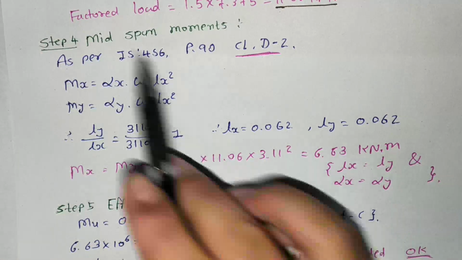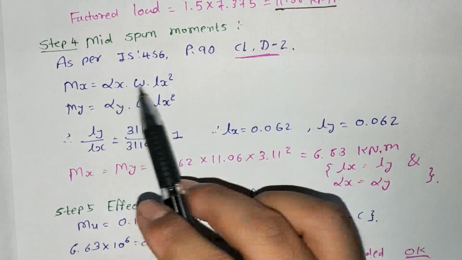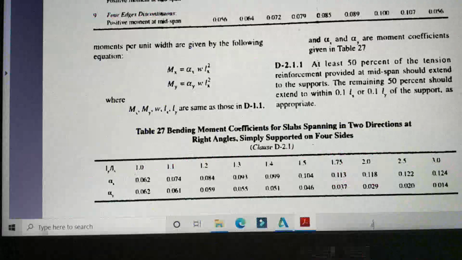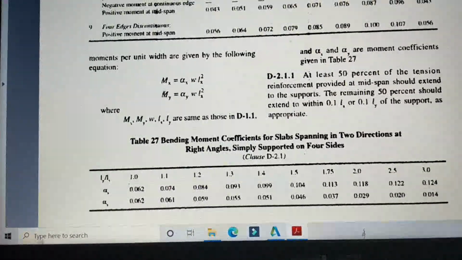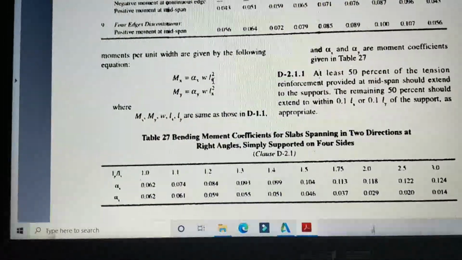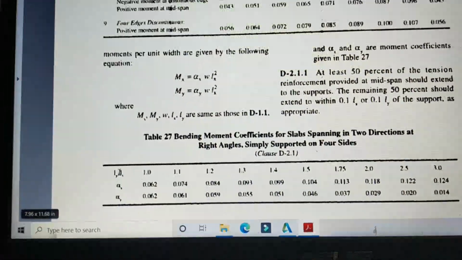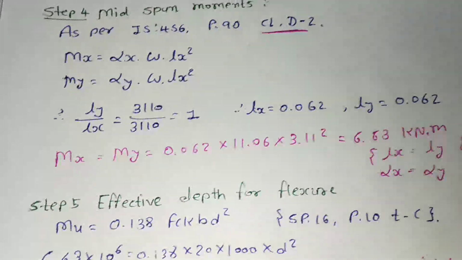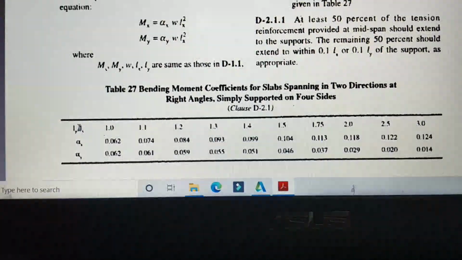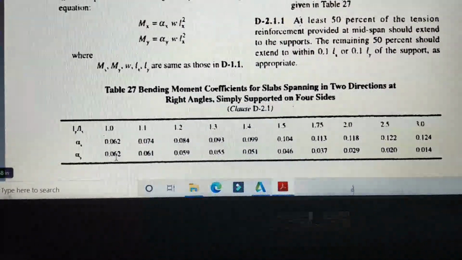Next step, mid span moment. As per IS 456 page number 90 clause number D2, Mx and My is equal to alpha x w lx square, alpha y w lx square. This is the equation of Mx and My. We have to use only the length in x direction for both conditions, and this is the ly by lx table. Here in our case ly by lx is equal to 1. So from the table, ly by lx is equal to 1, alpha x and alpha y is 0.062.